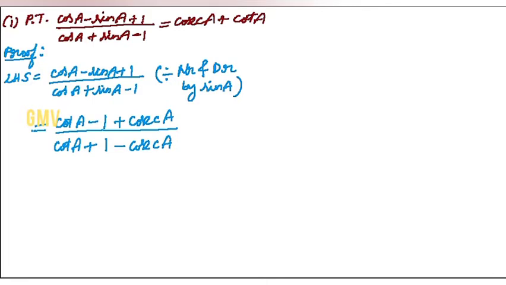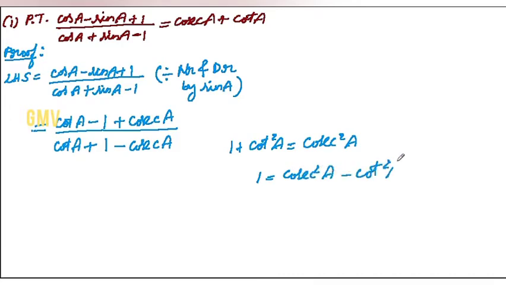Here we have to use the identity, that is the third identity. The third identity is 1 plus cot square A is equal to cosecant square A. If we take cot square to the RHS, we get 1 is equal to cosecant square A minus cot square A. So we have to substitute this value instead of 1 in the numerator.